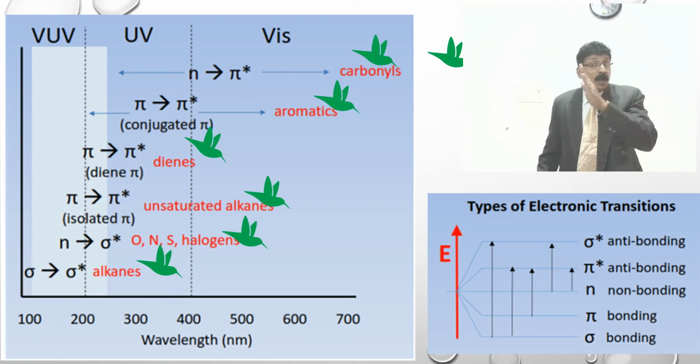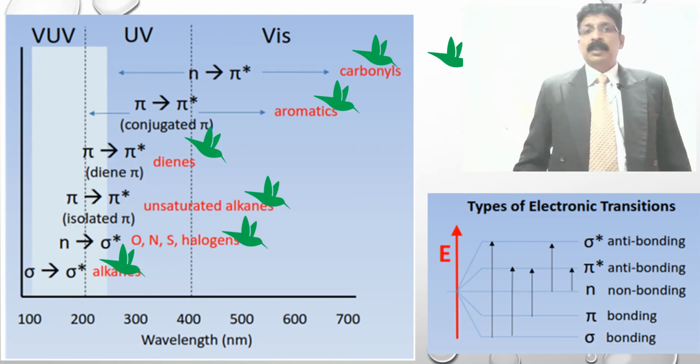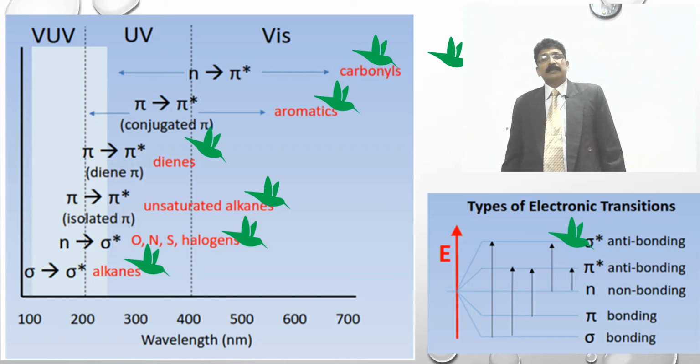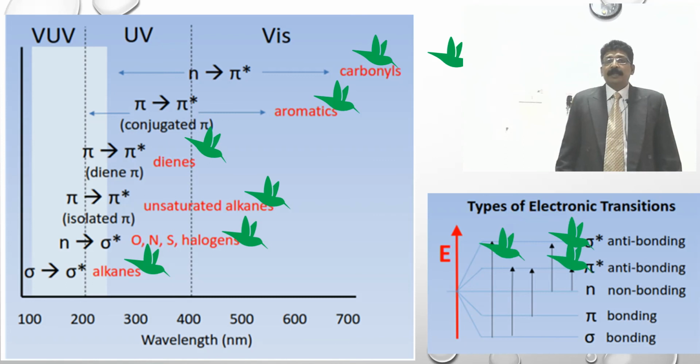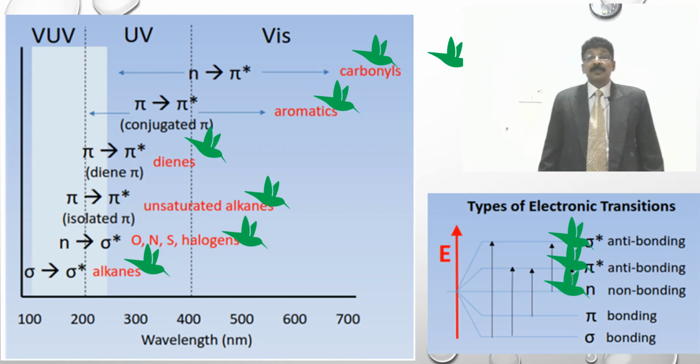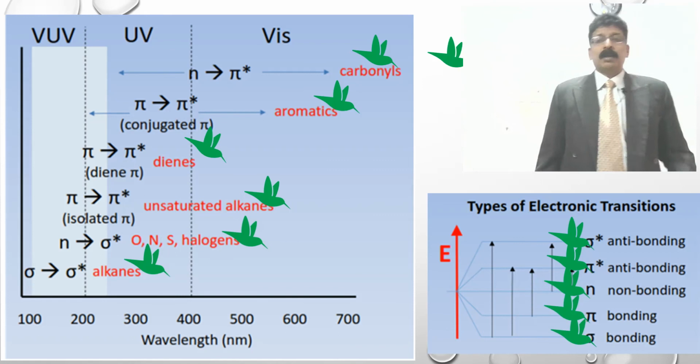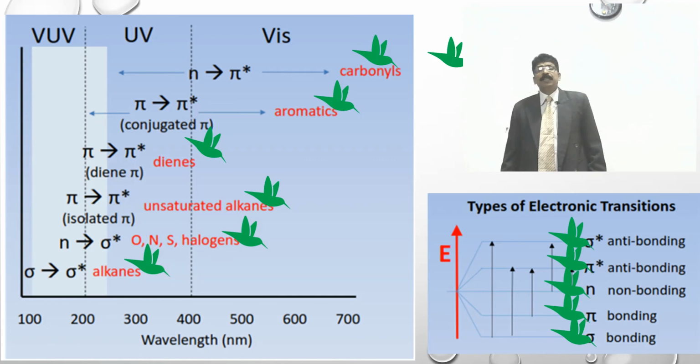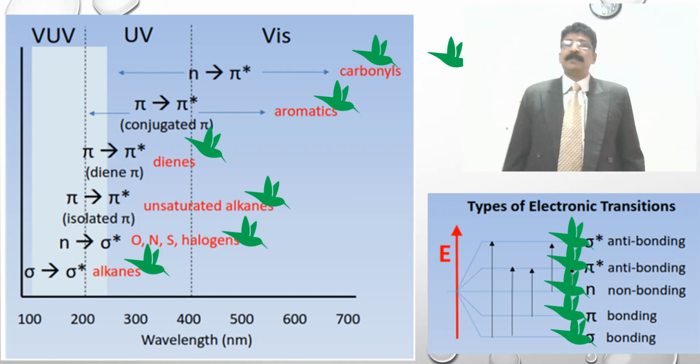Types of electronic transitions I have made: sigma star is anti-bonding, pi star is anti-bonding, n is non-bonding in the presence of hetero atoms, pi is a double bond and sigma is a single bond. It is the lowest energy level. So the type of transition and its energy levels can be easily shown by means of diagrammatic expressions, and the explanation can be given in your examination also.